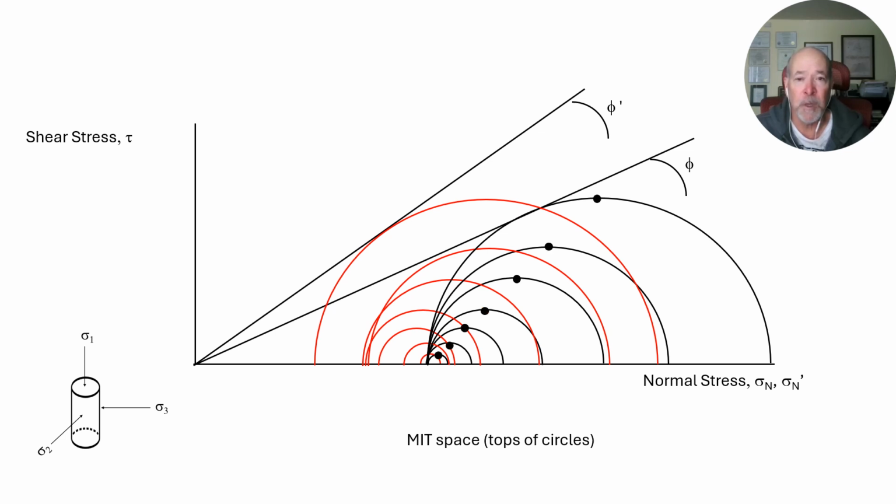We can connect the top of those circles in MIT space with a straight line. In effective stress, we can connect the top of the circles with a line that's defined by those circles, and those are stress paths in total and effective stress under the MIT convention.